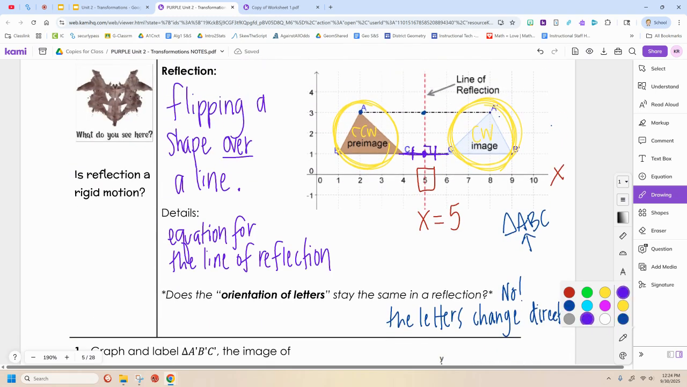Are the segments still the same length? Yeah, and are the areas the same, and the angles the same? Everything is the same. So is reflection one of our rigid motions? Yes. And we can talk about same size and shape. It's just been reversed.